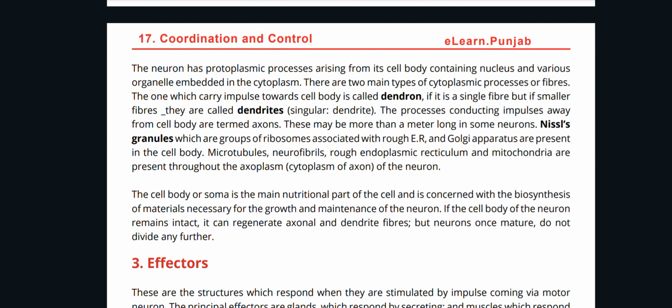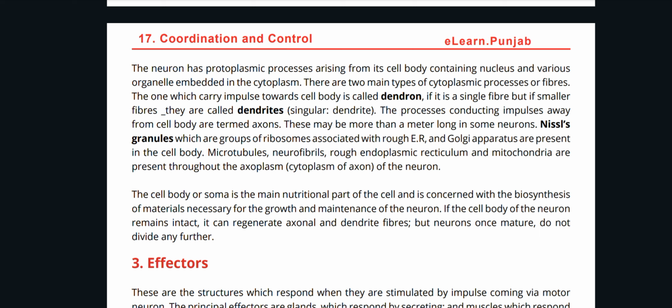The neuron has protoplasmic processes arising from its cell body, containing the nucleus and various organelles embedded in the cytoplasm. There are two main types of cytoplasmic processes, or fibers. The ones which carry impulses towards the cell body are called a dendron if it's a single fiber, but if smaller fibers, they are called dendrites. The processes conducting impulses away from the cell body are termed axons. These may be more than a meter long in some neurons.